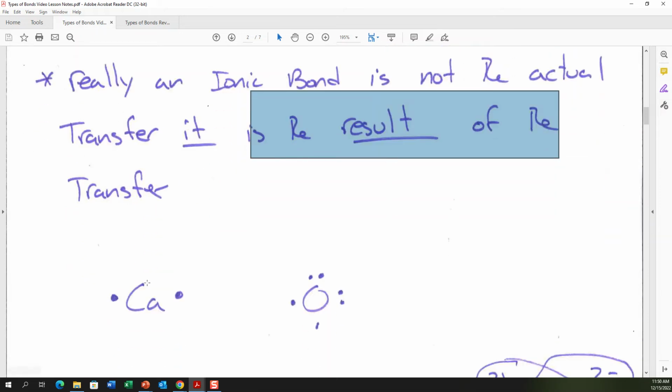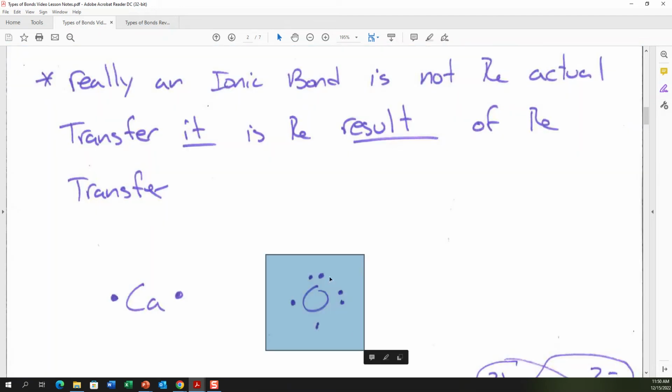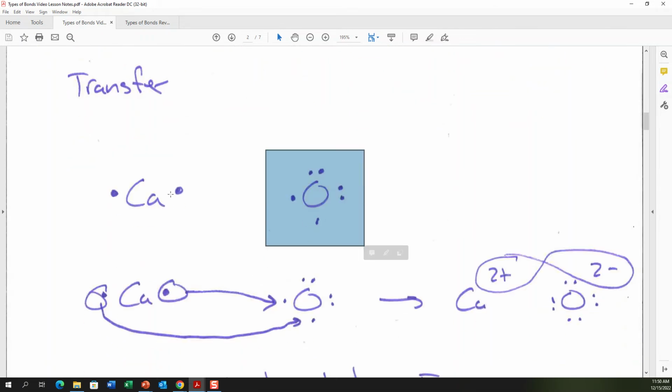All right, so calcium is a metal with two valence electrons. Metals want to lose those valence electrons. So calcium wants to lose two. Oxygen is a non-metal that has six valence electrons, but it would like to have eight, so it needs to gain two. All right, so we'll transfer the electrons. The two electrons from calcium will transfer over to the oxygen, okay? But understand that's not what the bond is. After the transfer occurs, understand what we have now.